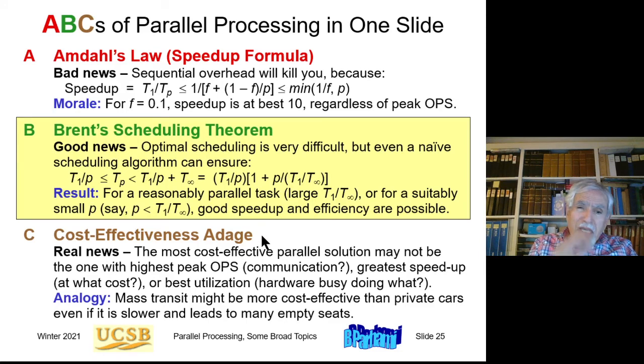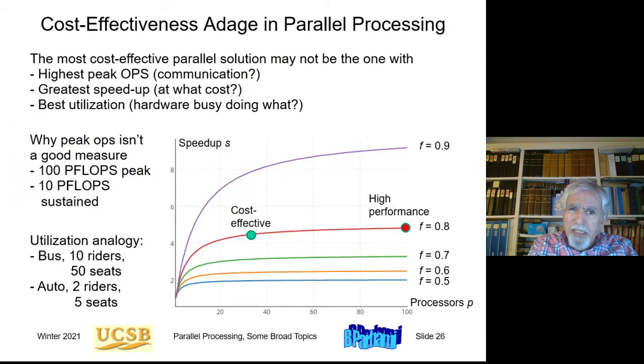And then the third part of the slide is not just one point that I can discuss. We have discussed ideas throughout the course that basically validate this cost effectiveness adage. The most cost-effective parallel solution may not be the one with highest peak operations per second because communications must also be considered. The greatest speed up, because the greatest speed up can come at a very high cost. Or best utilization. Just utilizing hardware doesn't mean much because you have to ask, what is the hardware busy doing? Okay, just being busy is not by itself a merit. So let me just briefly discuss some of these ideas.